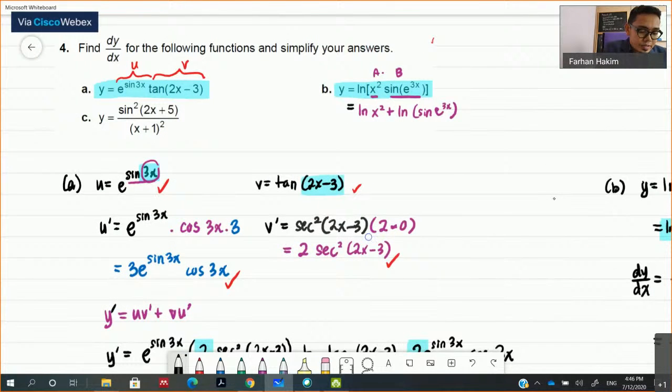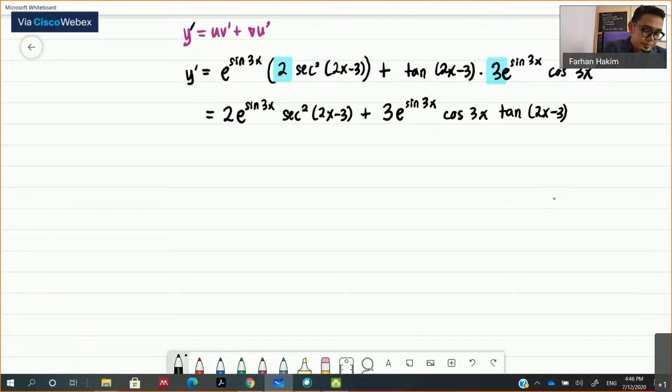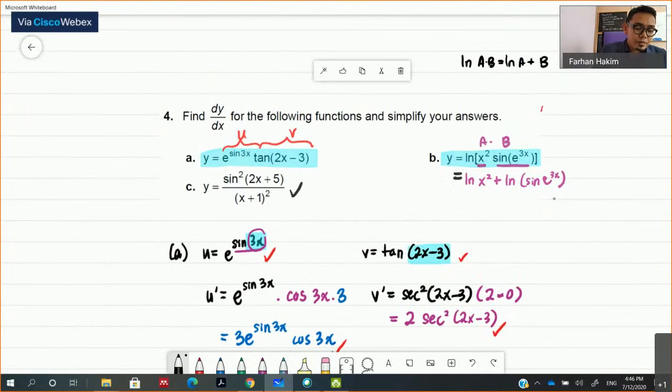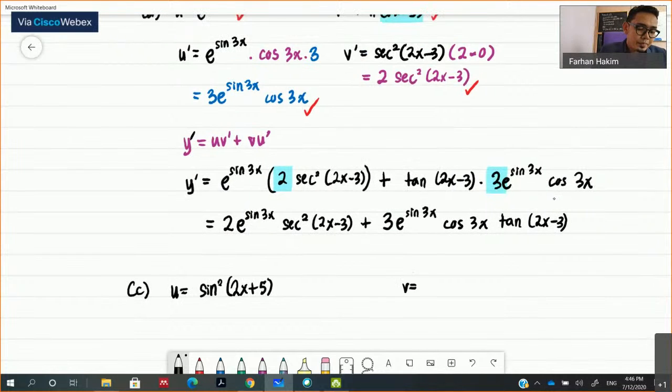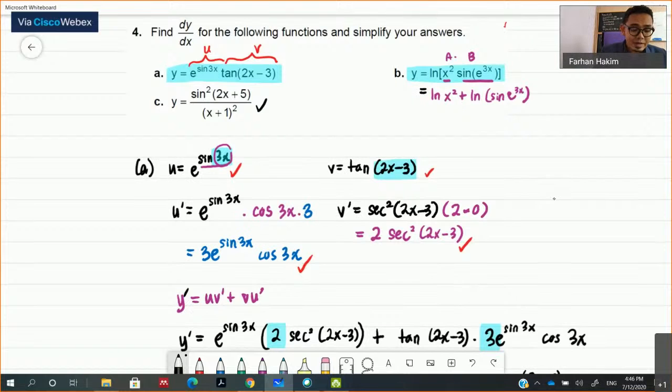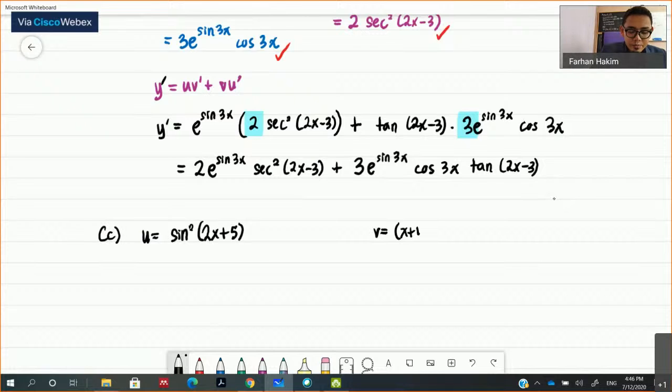We have this function. So we can't use the product rule in this case, so we have to use the u over v, all right? So I'll just write u first, all right? So for question number C, u is actually given by sine square of 2x plus 5, sine square of that 2x plus 5, all right? And v is actually given by x plus 1 to the power of 2, right? In this case, this is v, right? x plus 1 to the power of 2, all right?